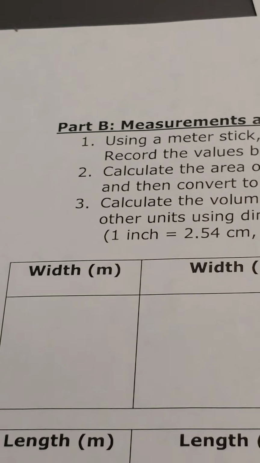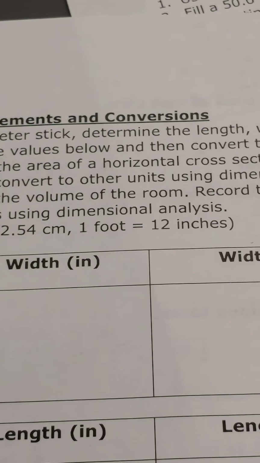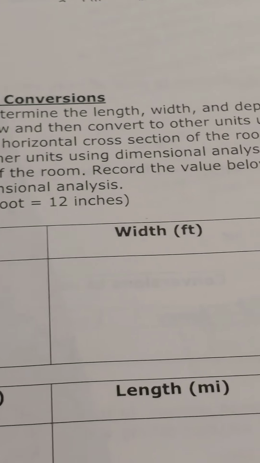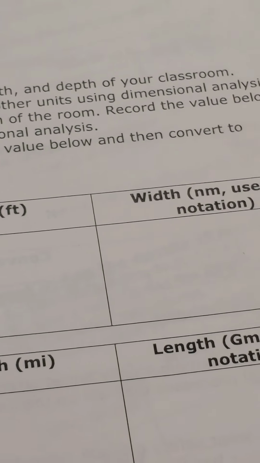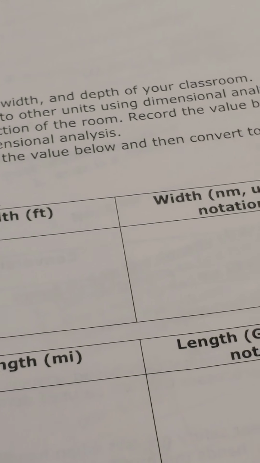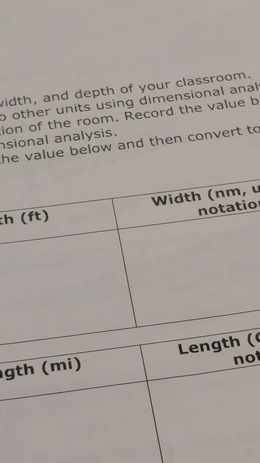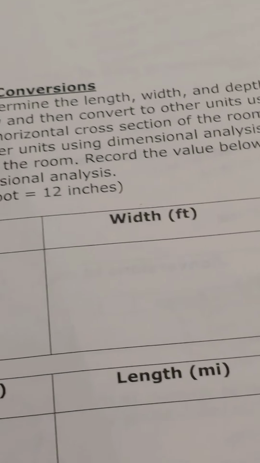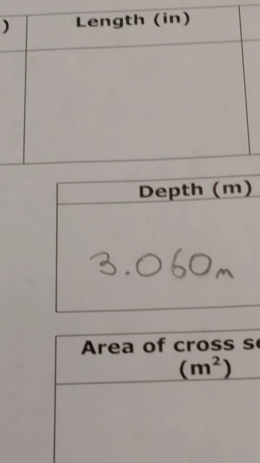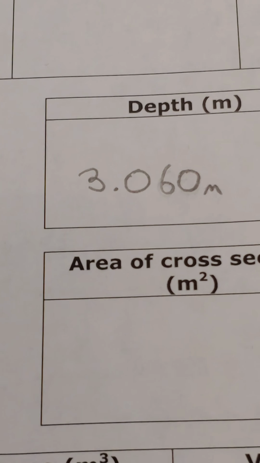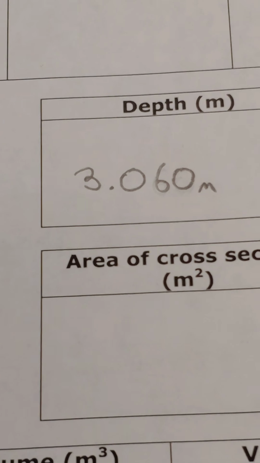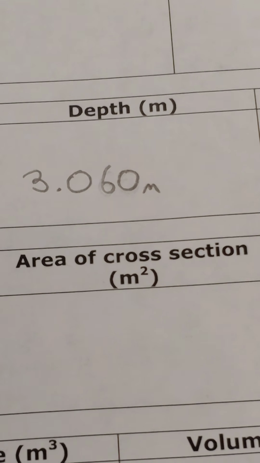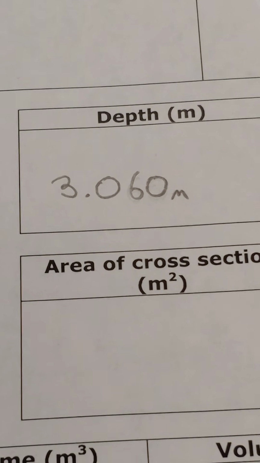Okay, moving on to part B, measurements and conversions. It asks us to determine the length, width, and depth of your classroom. Well, since you're not in this classroom, I'm going to have to do that for you. The depth would just be the height. And so I went ahead earlier and measured the height of this classroom, and I got 3.060 meters for the depth or the height of this classroom.